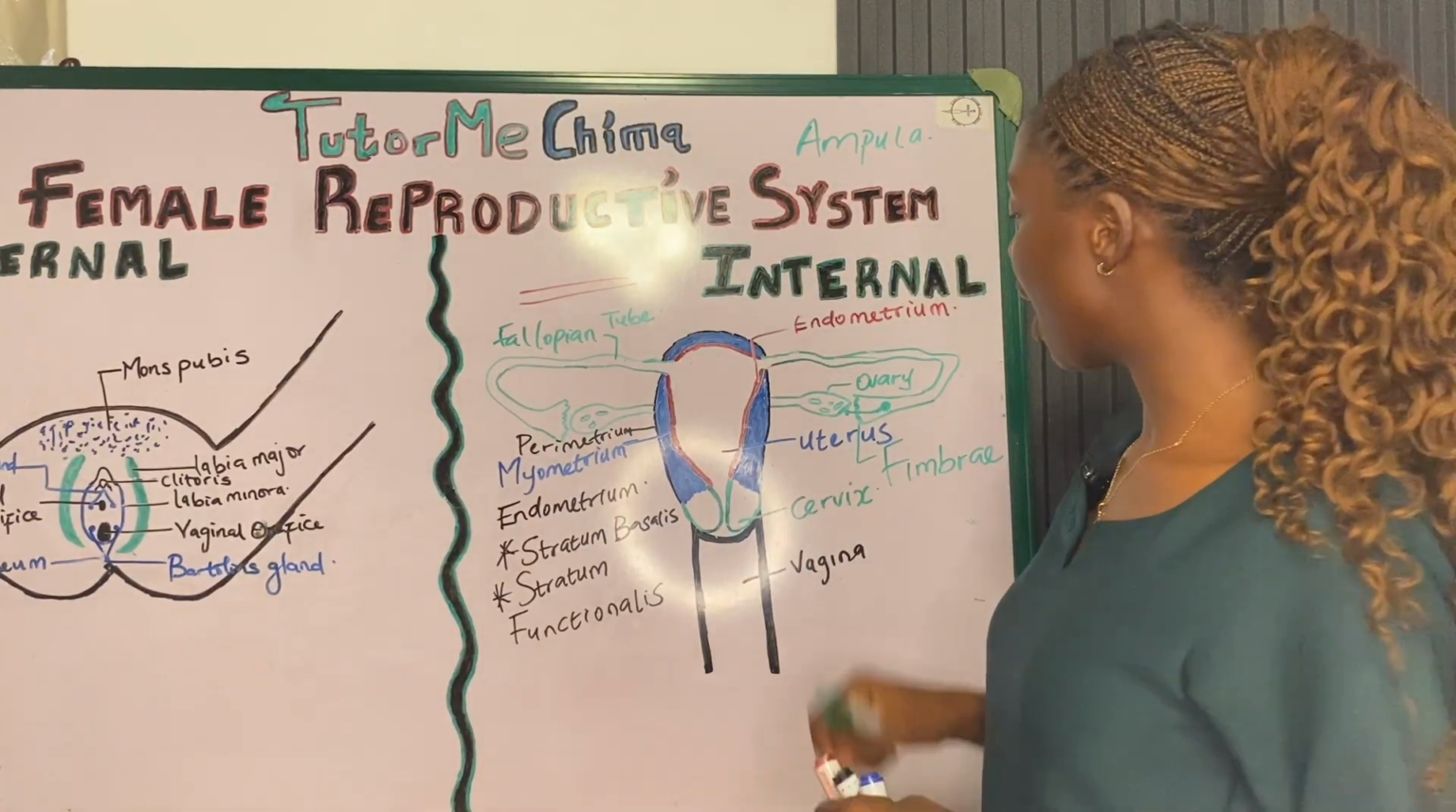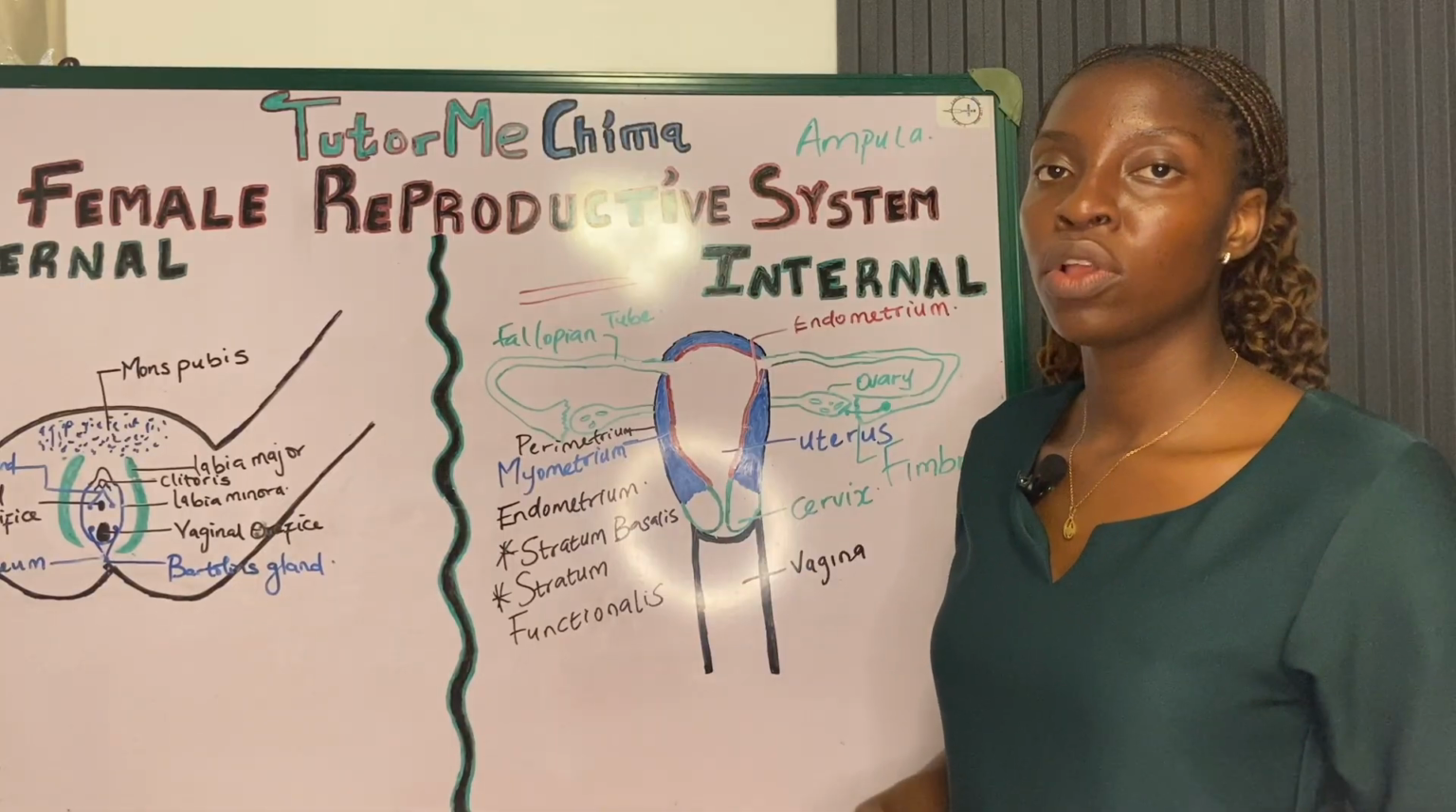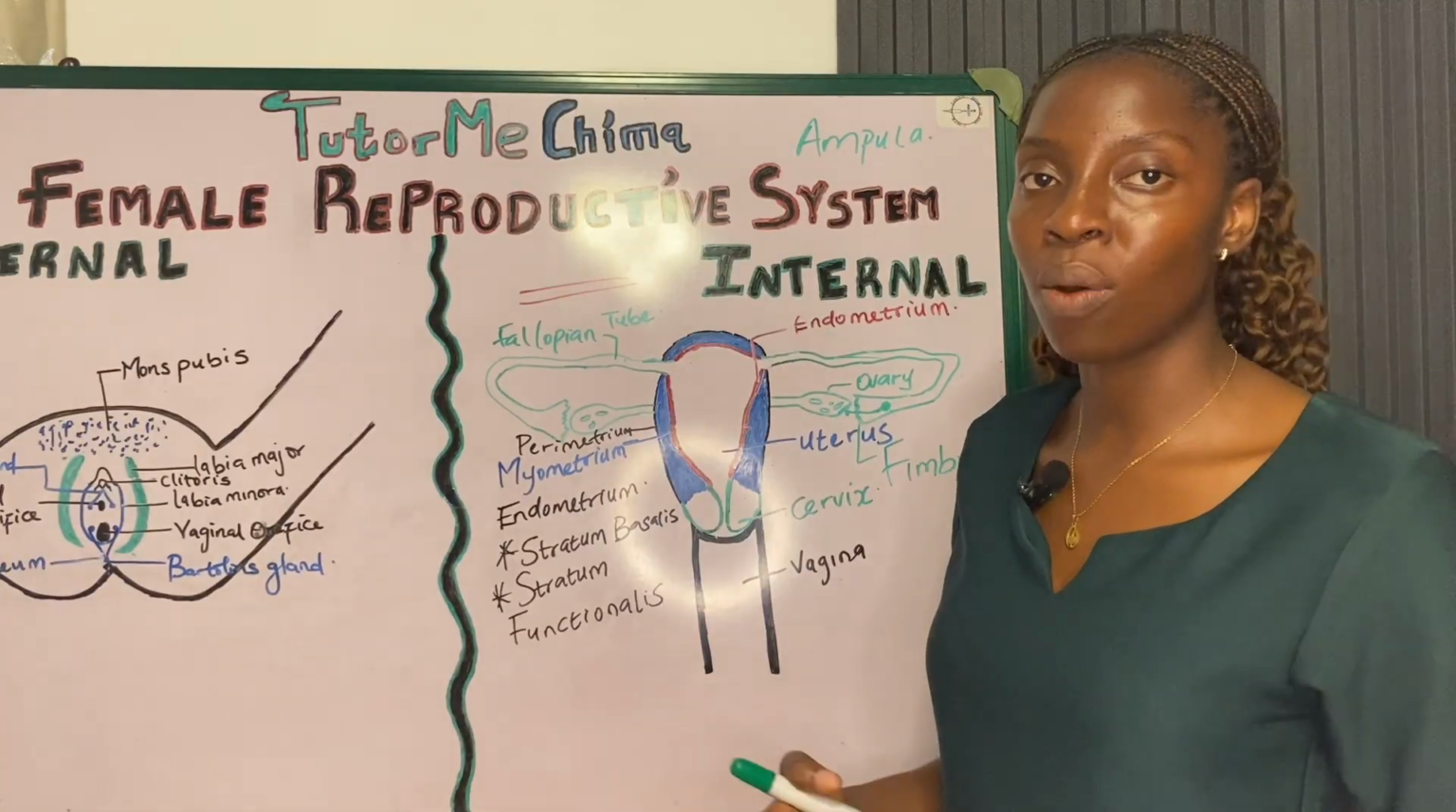So once it is at the ampulla of the fallopian tube now, remember that the egg can only survive for 24 hours. After 24 hours, it dies off.